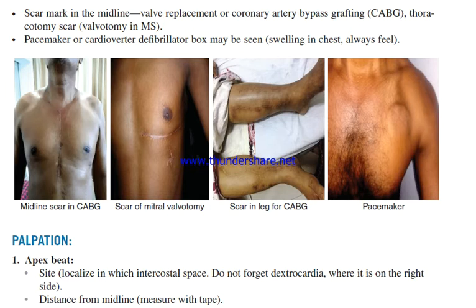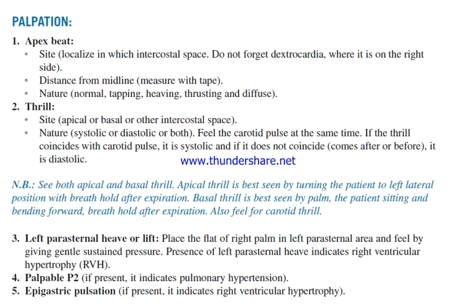Now palpation, apex beat. Site: localize in which intercostal space. Do not forget dextrocardia, where it is on the right side. Distance from midline, measure with tape. Nature: normal, tapping, heaving, thrusting and diffuse. Thrill: site, apical or basal or other intercostal space. Nature: systolic or diastolic or both.